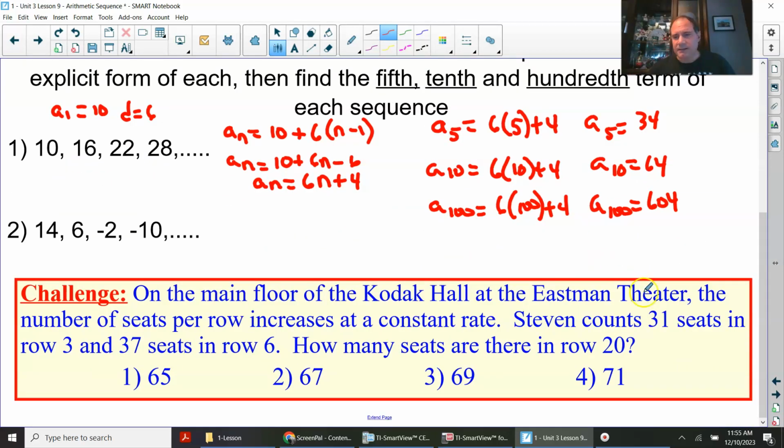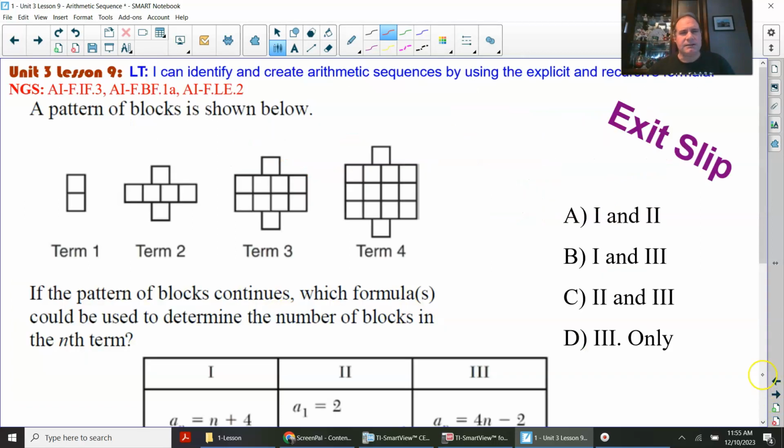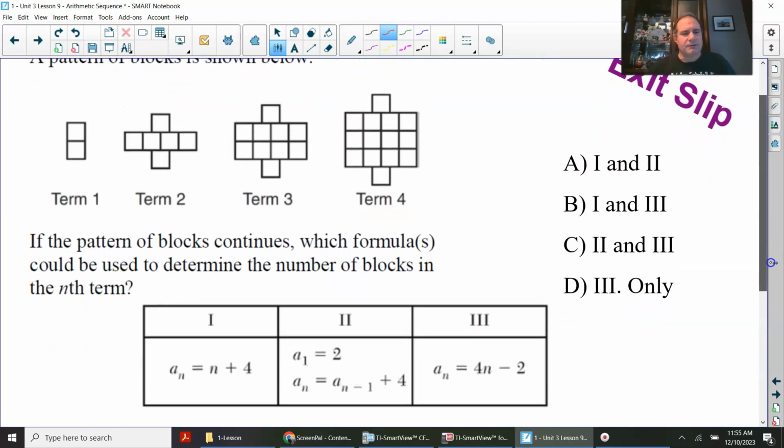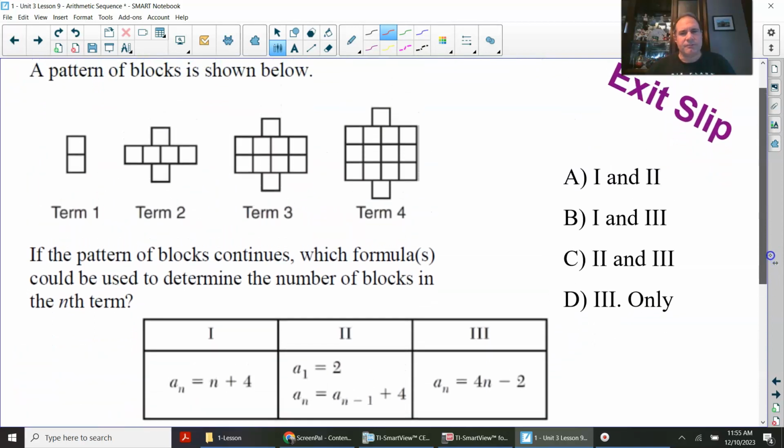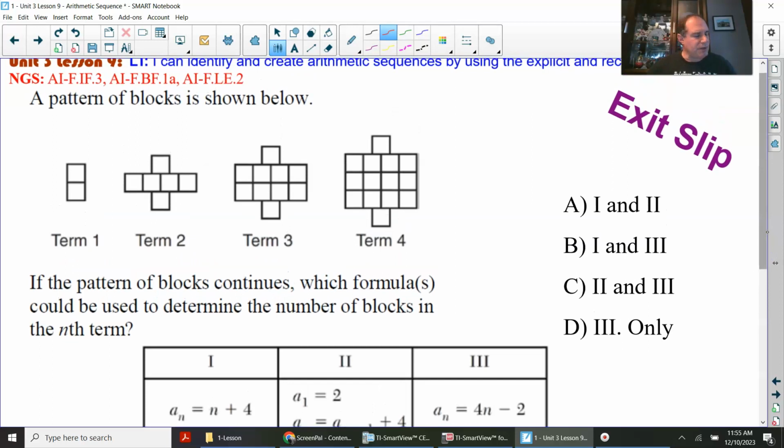All right, and that's about it. We're just going to skip to the exit slip here, and then just finish up with that. There's a pattern of blocks shown below. And go ahead, see if you could do this. If a pattern of blocks continues, which formula could be used to determine the number of blocks in the nth term? That means any term. So just go ahead and see if you can figure it out. Which one of these, or could be multiple, could determine the number of blocks in the nth term?